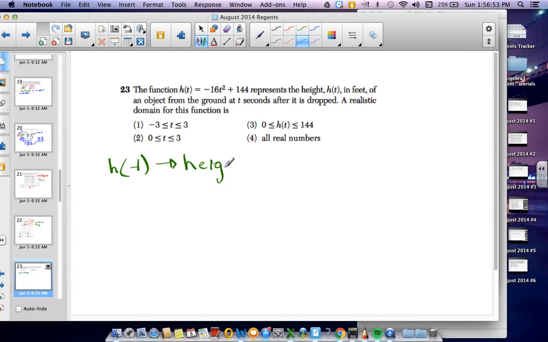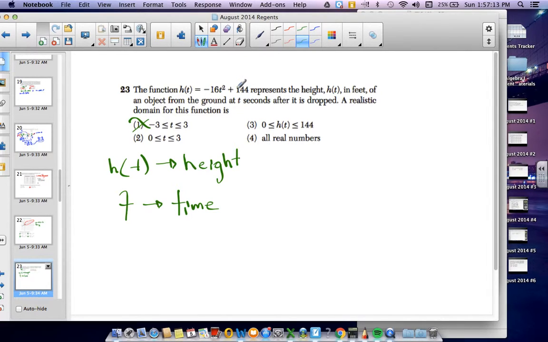so the range is the height here. What's your domain? What are your x values? Or in this case, we're using t. What is t corresponding to? T corresponds to time. Okay, so just by that simple fact alone, we can cross off choice 1, right?